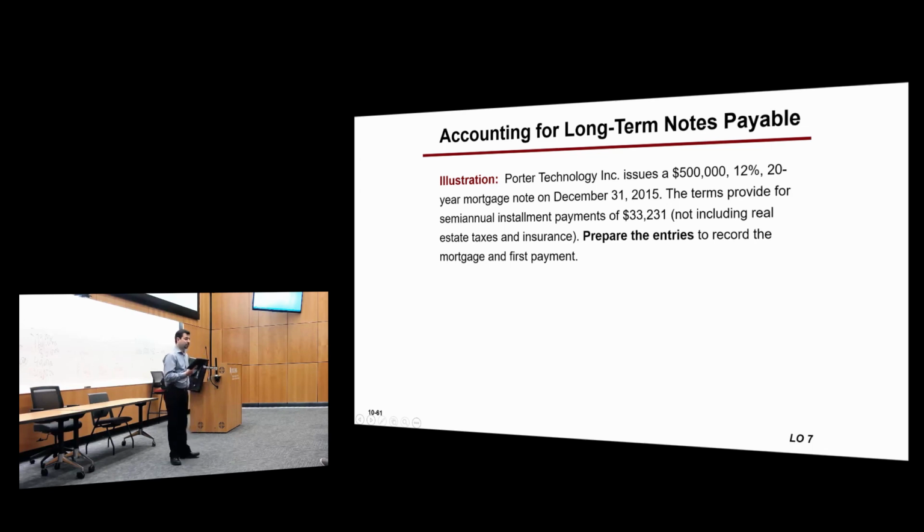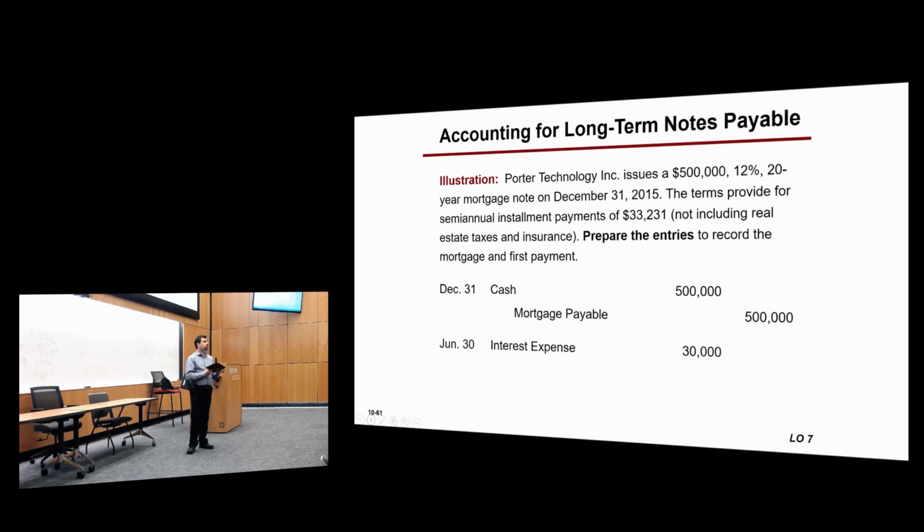Fair is fair. Porter Technology issues, this is the same thing. How do you prepare the mortgage journal entries, to record the mortgage and the first payment? When the mortgage was signed, the company received cash at face value, so they will debit cash 500,000 and credit notes payable 500,000. Okay? When they make the first payment, at the end of June, the company will debit interest expense.